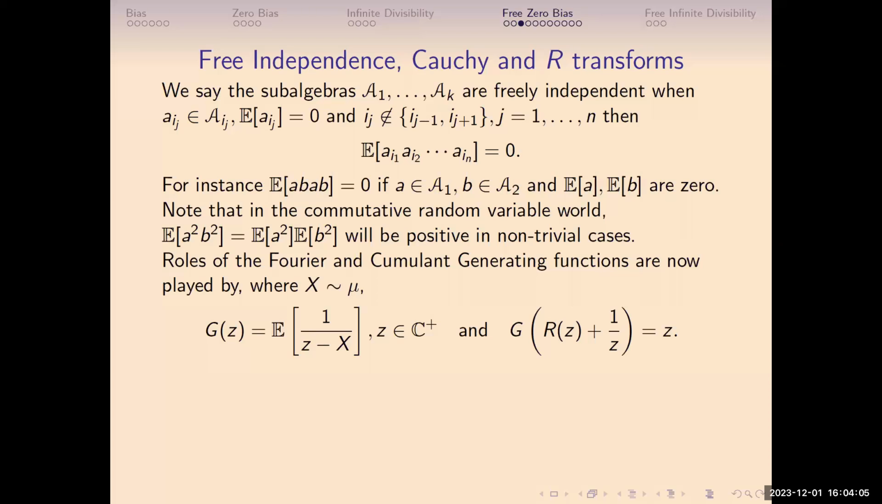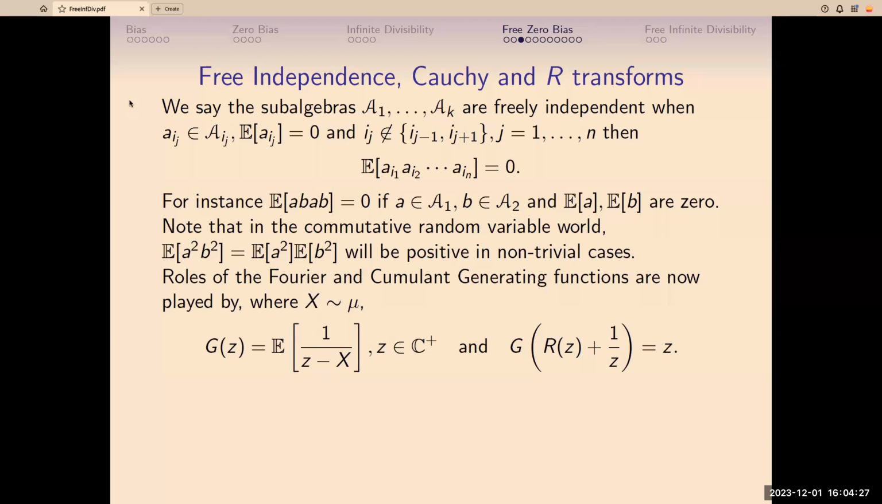Okay. So a few more things to go over before we move on. In the classical world, we've got the Fourier transform, the moment generating function, characteristic function, and the cumulant generating function. So here, those transforms are replaced by the Cauchy transform and the R transform. These are a little less intuitive. The role of the Fourier transform in free probability is now played by the Cauchy transform. This is just what works out to be natural.